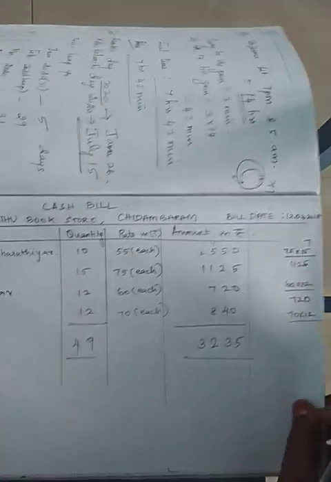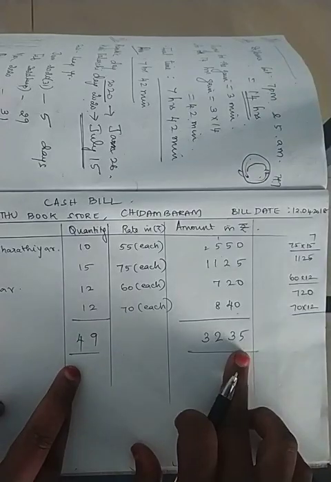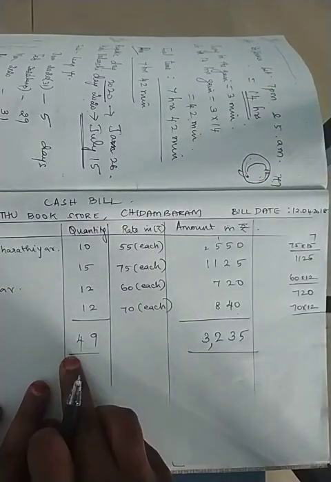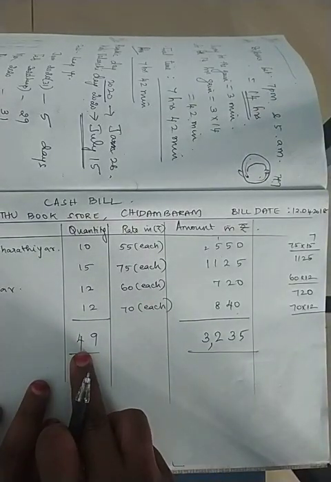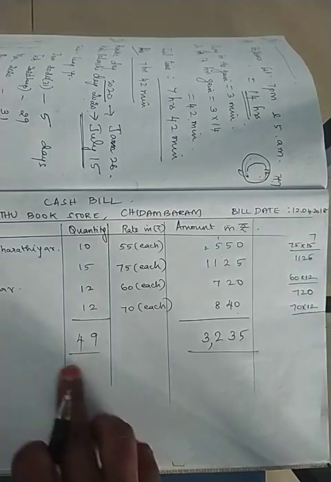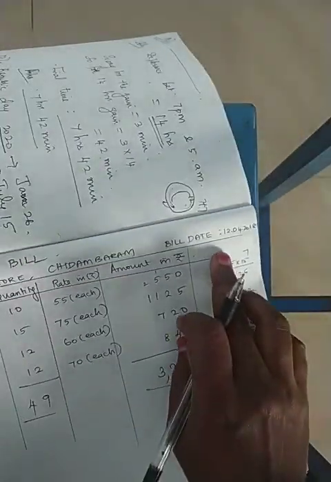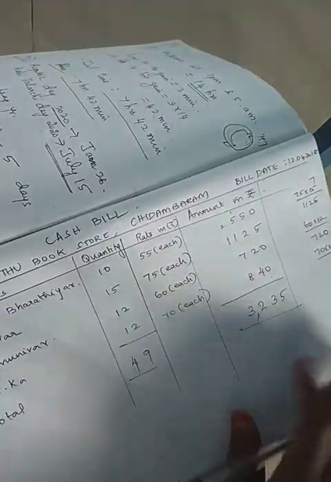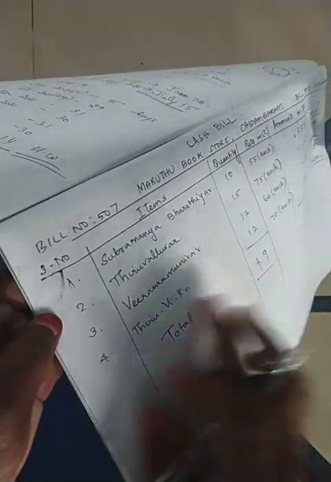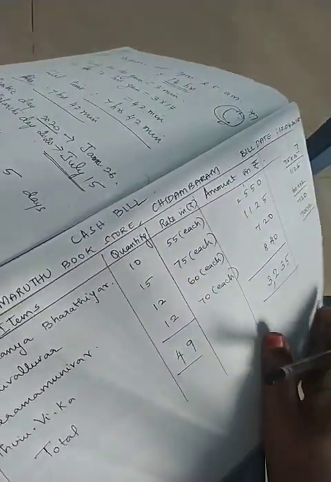So my total amount is 3225 and the number of copies is 49. Okay, so this is the bill. This is how I have written the cash bill: the name of the store, bill number, bill date and the items. You have to form it in the notebook like this.